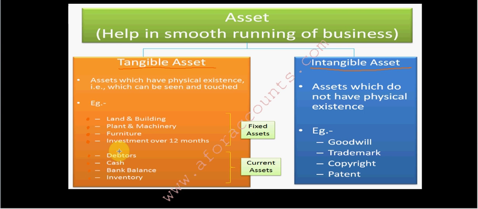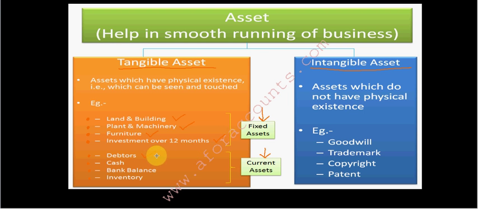So some assets have existence for over 12 months, that is one accounting period, and some have existence only for 12 months. The assets which have existence for over 12 months are known as your fixed assets. Say land and building, plant and machinery, furniture, investments over 12 months, all these are your fixed assets, whereas assets which have the life of generally 12 months are known as your current assets. For example, your debtors, they will keep changing within 12 months. They will not remain the same. So they are known as current assets.